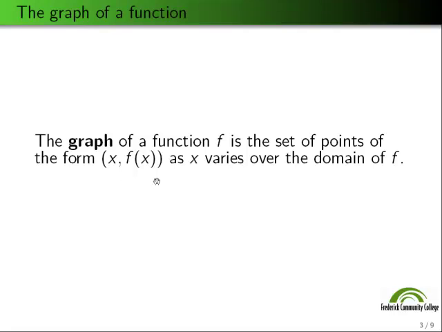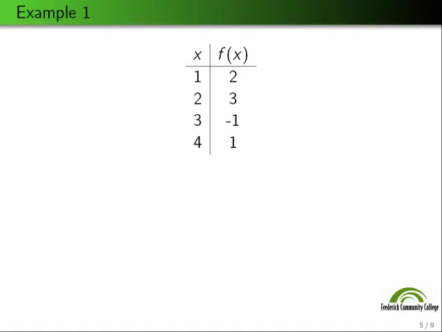I know that this notation here is called an ordered pair. The first entry in this ordered pair is your x value, and the second entry is the output when you plug that x value into your function. Let's look at an example. Here we have a function f defined as a table where our domain is 1, 2, 3, 4, and our range is 2, 3, negative 1, 1.